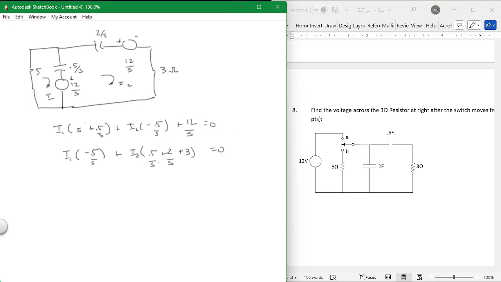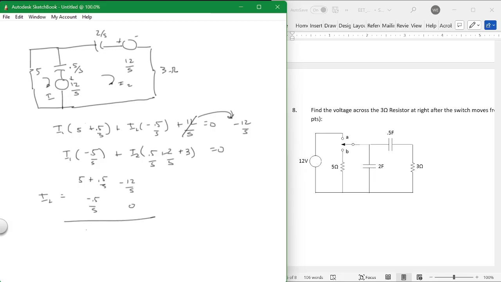So you move this over to the other side and make it a minus 12 over S. Scratch it out there. So what do I have? What is my I2? My I2 is equal to what? Five plus 0.5 over S, minus 0.5 over S, minus 12 over S and 0.